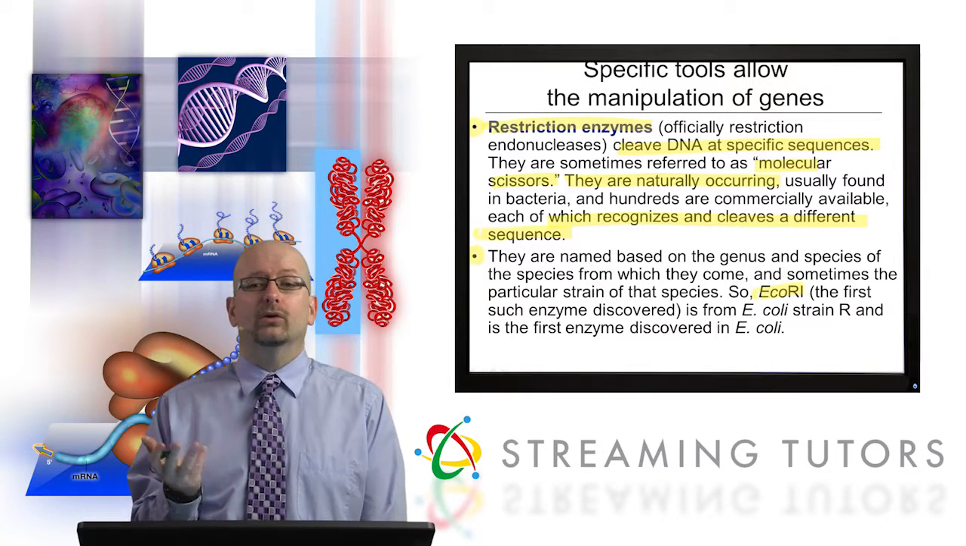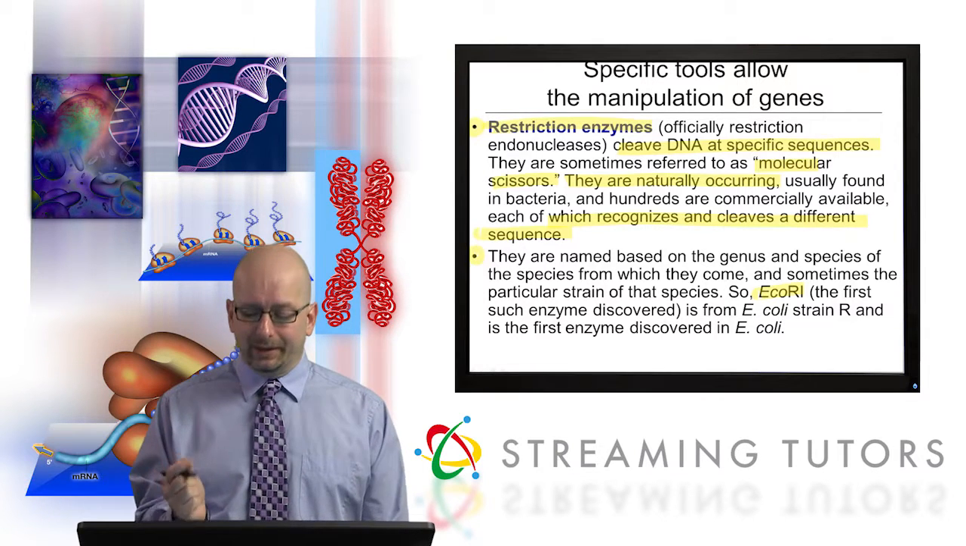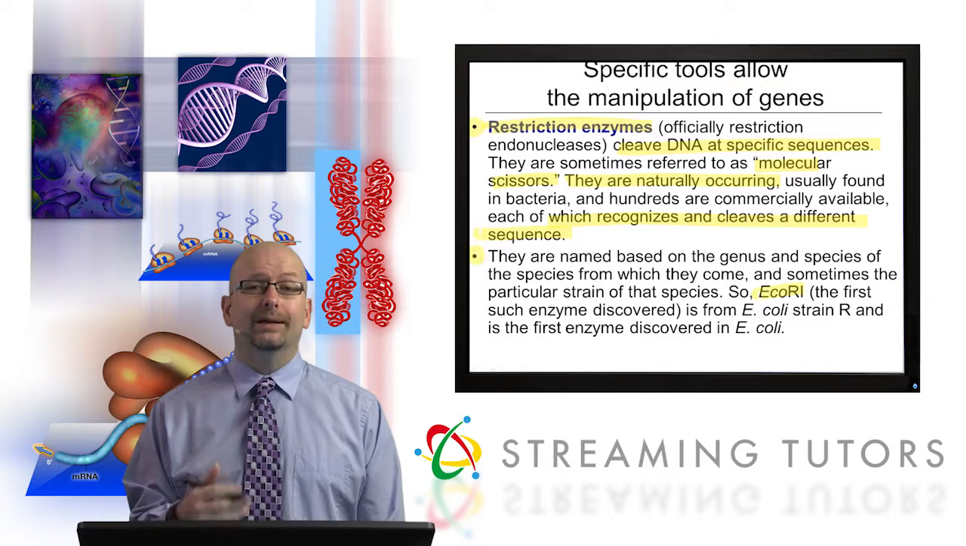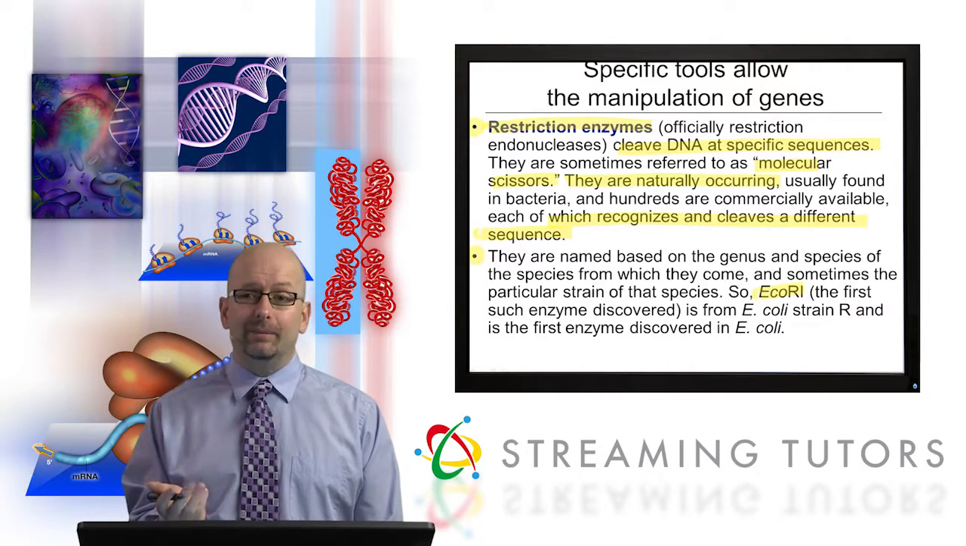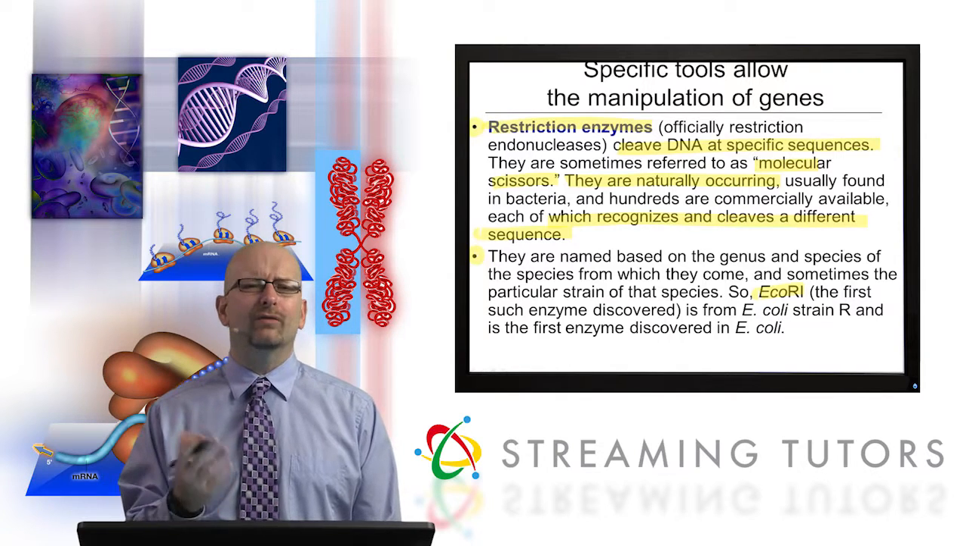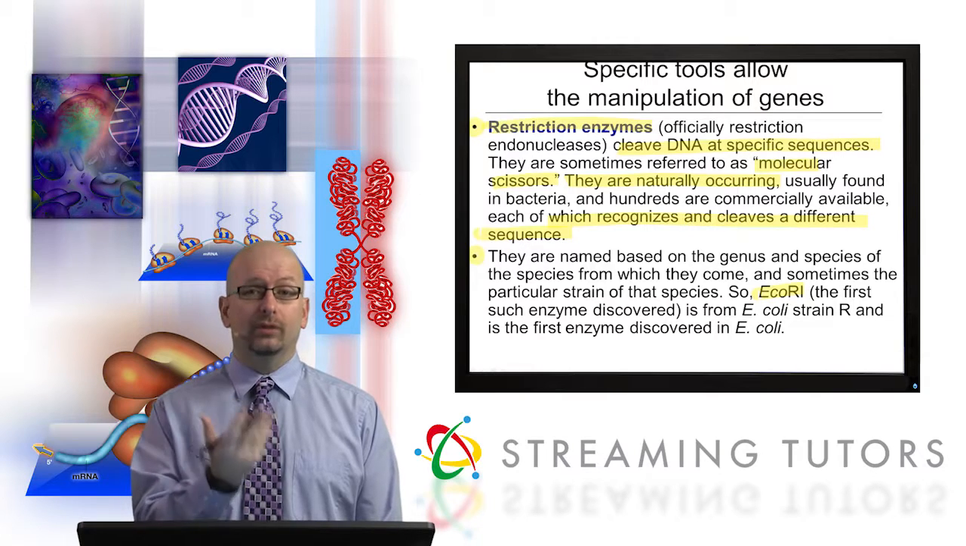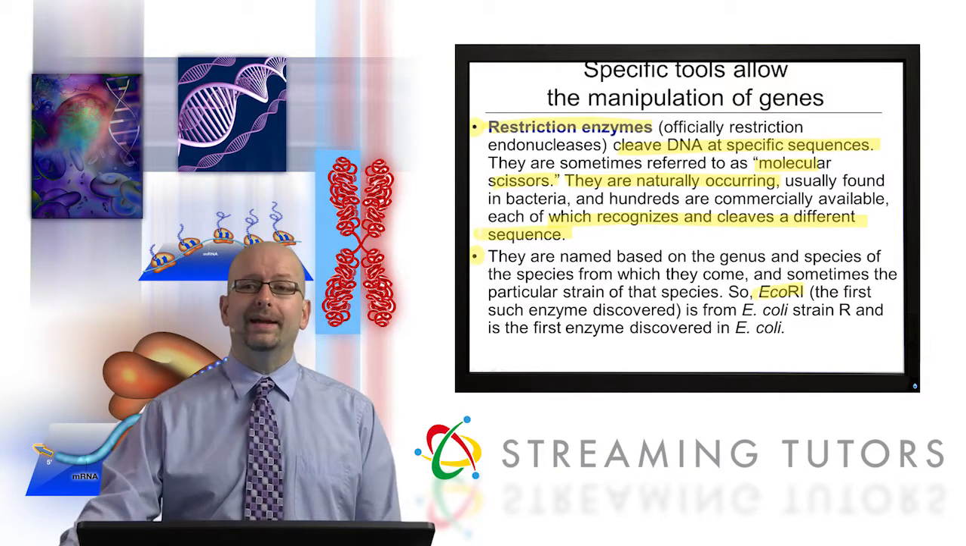There's also EcoR2, etc. You can go down the list if you discover more than one from an organism, but there are lots of different organisms that these come from, and we'll see different naming conventions. But that's the idea. So whenever you see these weird names, you can relate it to the genus and the species of the organism that it came from.